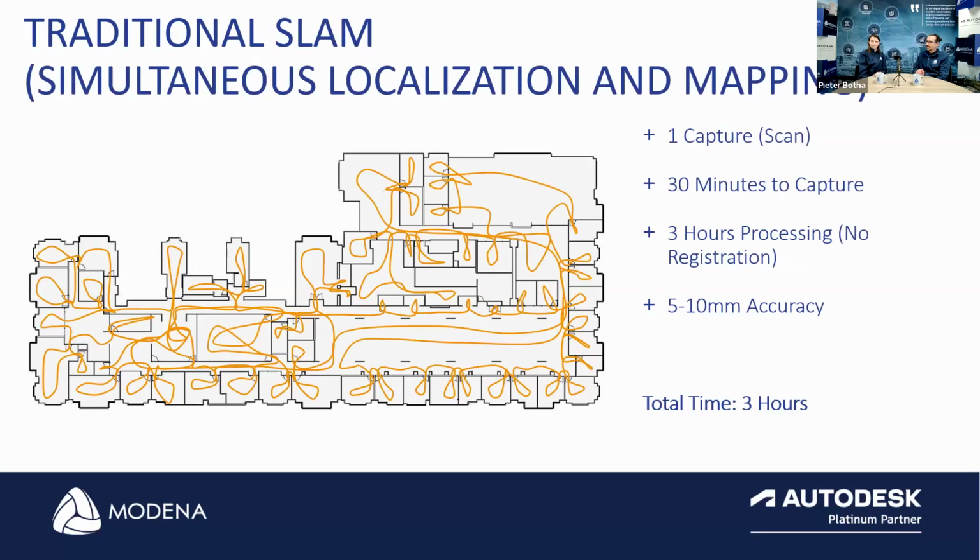With the SLAM scanner, we did one scan loop, still on the whole area. It took 30 minutes to capture, with around 3 hours of processing time. No registration was required, so everything was done in one loop. But the accuracy, unfortunately, is a little bit lower than the other one, with a 5 to 10 millimeter accuracy. But the time we saved was almost 70% by using the SLAM scanner instead of the Focus scanner.